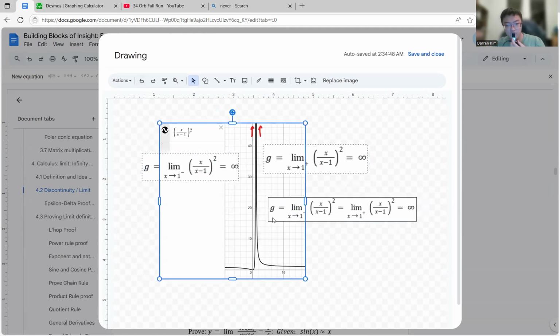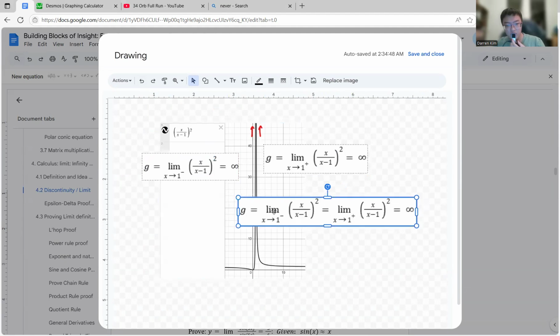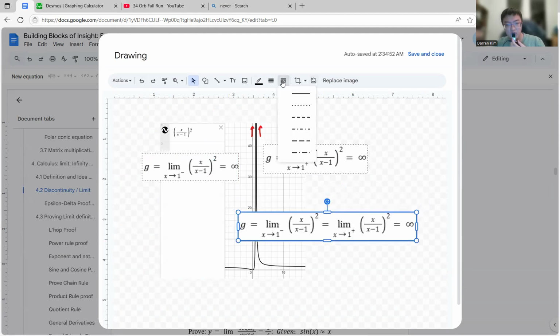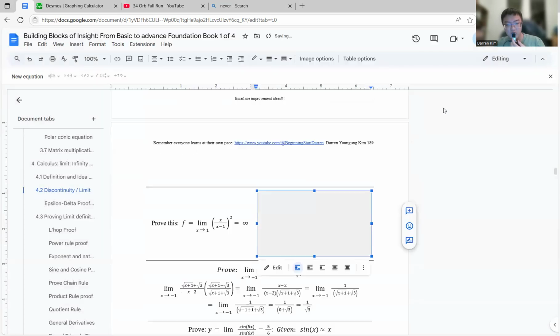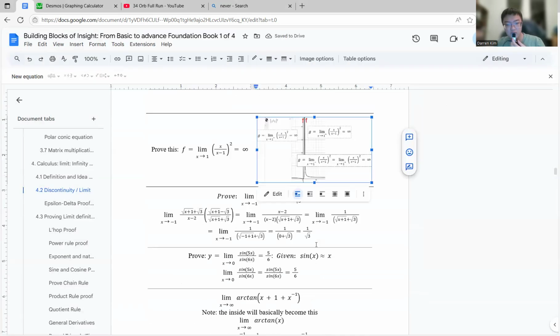Is this okay? I think that's much better. Let's hope so. It's visible now.